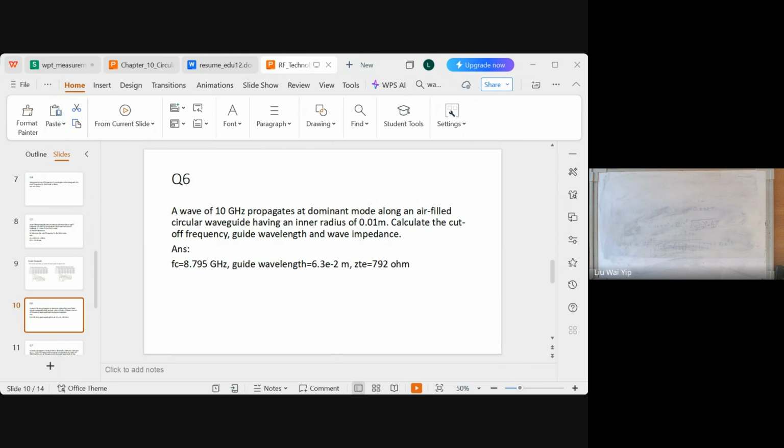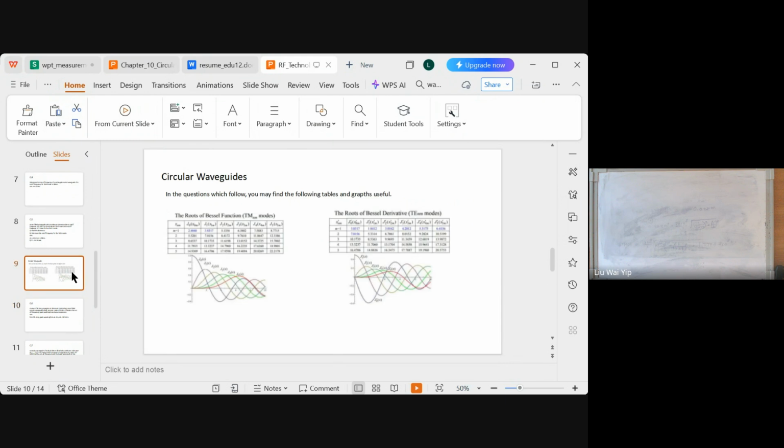wave impedance. Before going forward, I need to tell you, with this kind of question, you don't need to solve the Bessel function, but you need to have some knowledge of this, at least a little bit. And you also need to have a table of the roots of the Bessel equation. I have already given this to you, and what you need to do is to look at the roots.